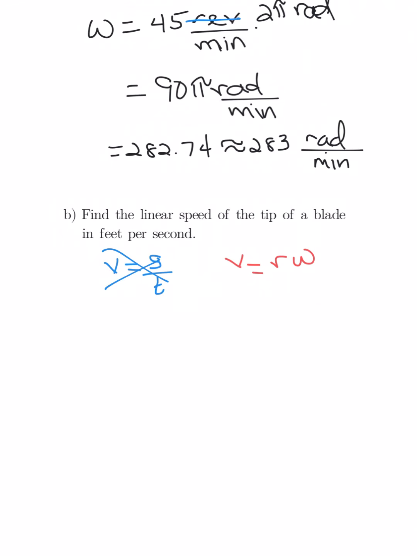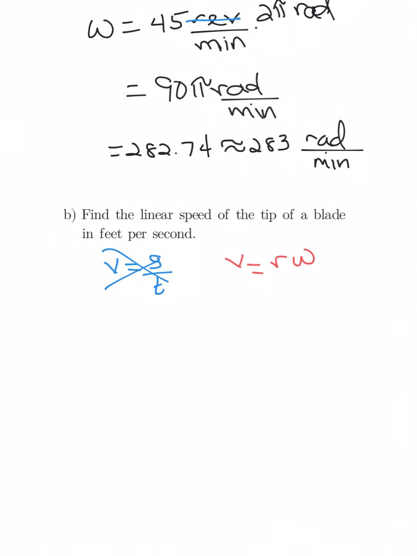If we look at V equals R omega, we need a radius. Well, we were told very specifically that the radius is 14 inches, and we just found omega in part A. So we are going to use the V equals R omega version of this formula.